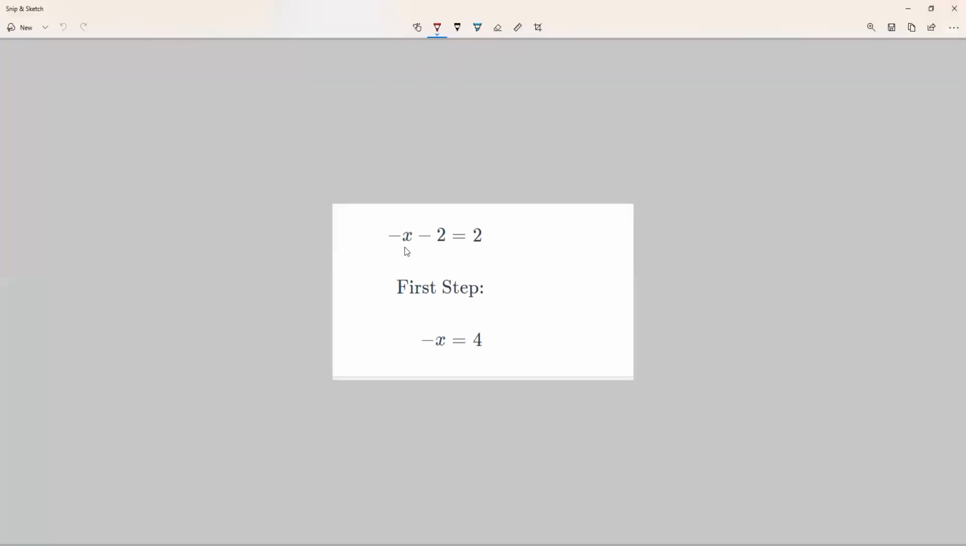Now, we want to get x by itself. So the very first thing that we're going to do is we're just going to add 2 to both sides. Now, notice we added 2 to the left, we added 2 to the right. So we're keeping the equation in balance. Now, these are going to cancel out. So we're just going to be left with a negative x. And then 2 plus 2, this is supposed to be a 2, guys. This is hard to write. 2 plus 2 is 4.